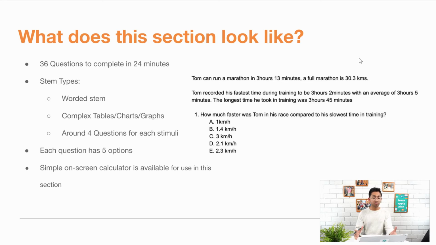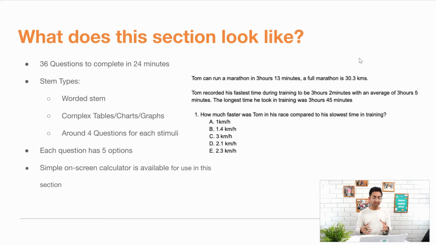What does this section look like? You have to do 36 questions in 24 minutes. That leaves you around 40 seconds per question. It might seem like not a lot of time, and it isn't, but different question types can be done quicker than others, giving you more time for the more complex sort of questions.